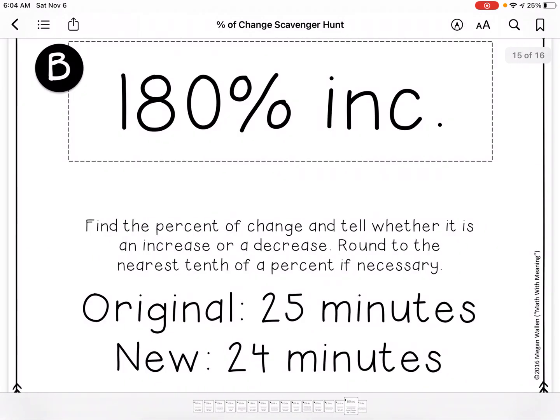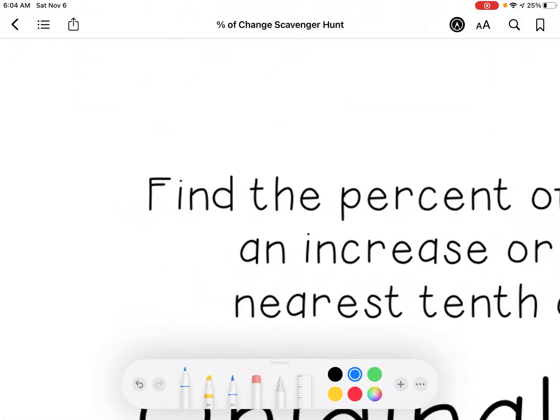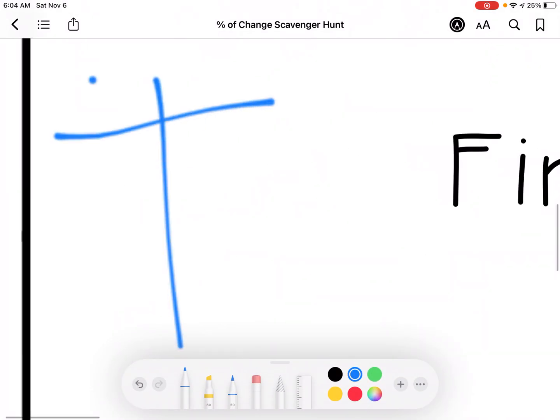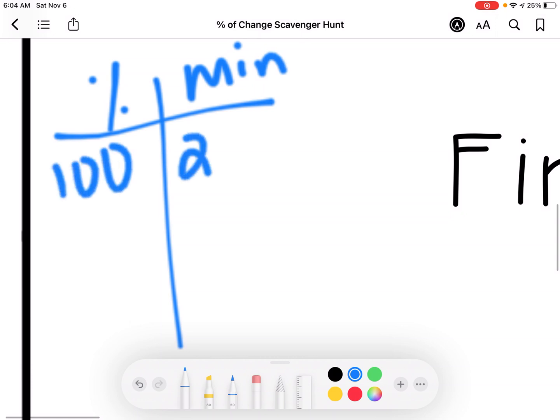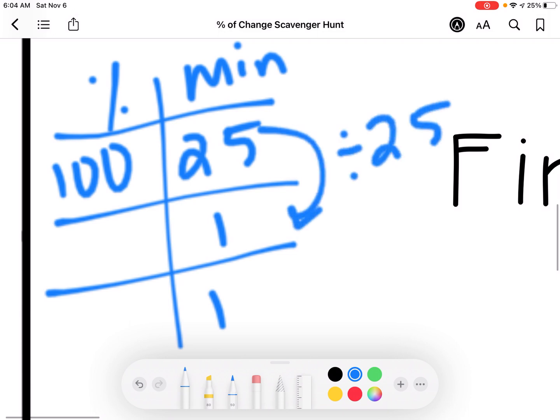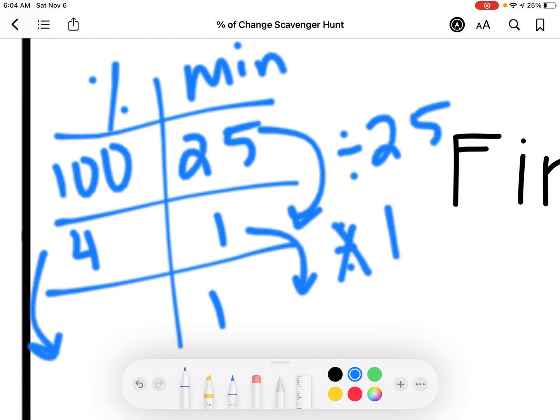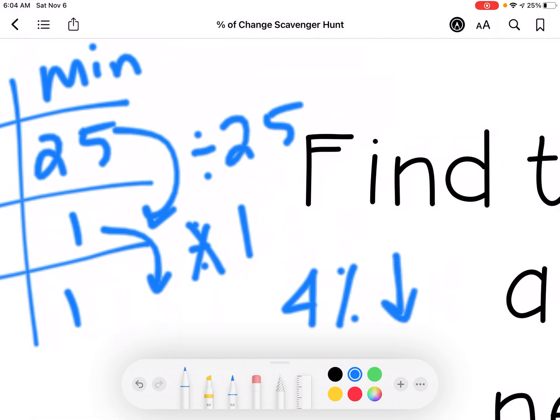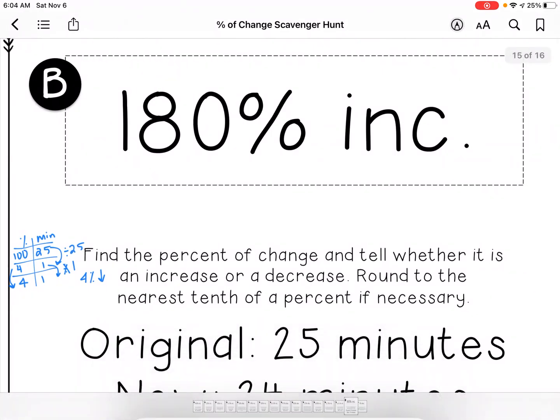You're going from 25 minutes to 24 minutes. We're going down by 1 minute. So I'm dividing by 25, and I get 4. Multiply by 1, and I still get 4, so it's a 4% decrease because I'm going down in the number of minutes.